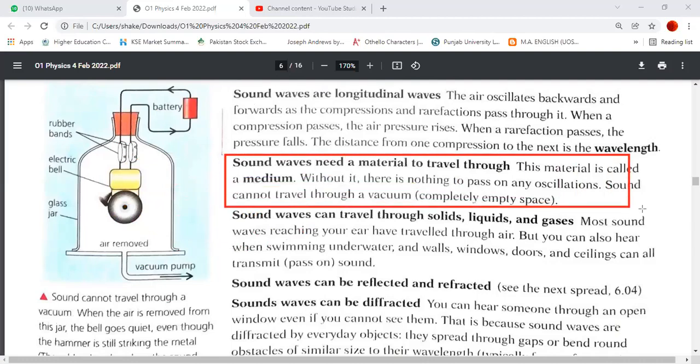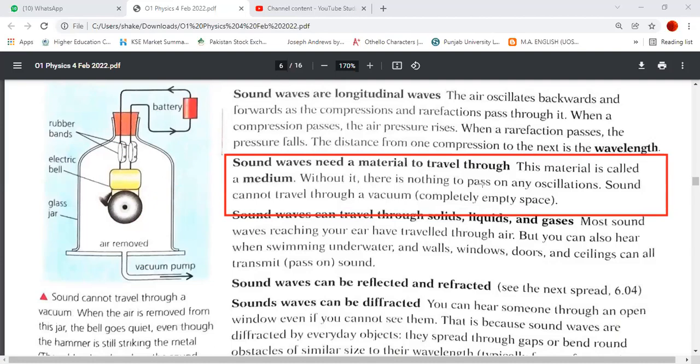So what we can say is that sound waves need a material medium to travel through. This material is called a medium, any material through which the sound waves are passing. For example, if the sound waves are passing through air, then the air is a medium for that sound wave. If the sound waves are passing through water, then water is a medium, and so on.